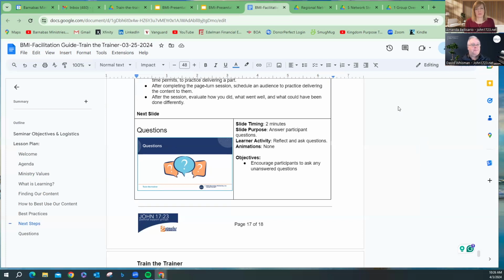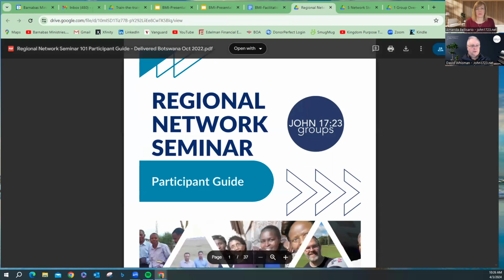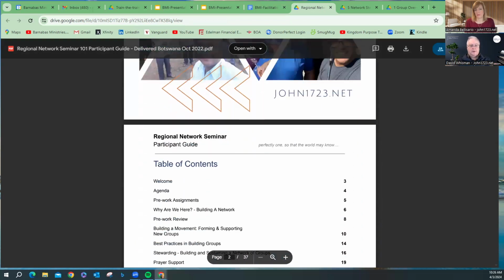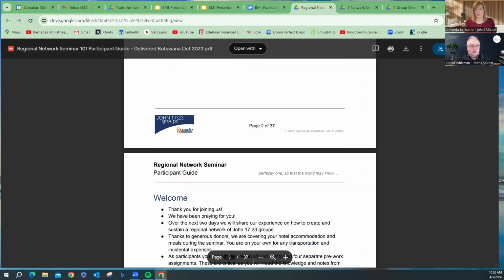Okay. So we've done slides and facilitation guides. The next thing I wanted to look at was participant guides. Now, we don't do this in all of our sessions, but we do have participant guides for some. If you're looking through a participant guide, there's a cover, and they're usually printed and handed out. Usually they come with a table of contents. Most all of them do.